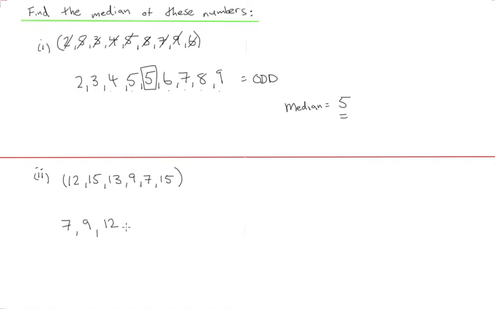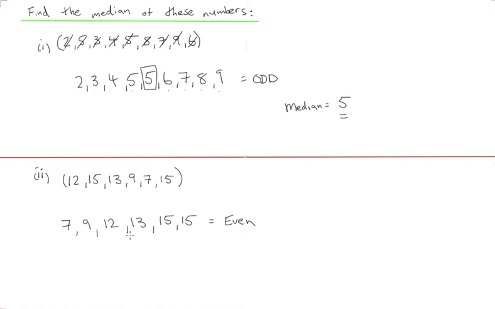After that, the next biggest number is 13. And then the next biggest number is 15. And there are 2 15s. Let's count how many numbers. 1, 2, 3, 4, 5, 6. Perfect. We've used all the numbers, we've rearranged them perfectly. But we have an even number of numbers.